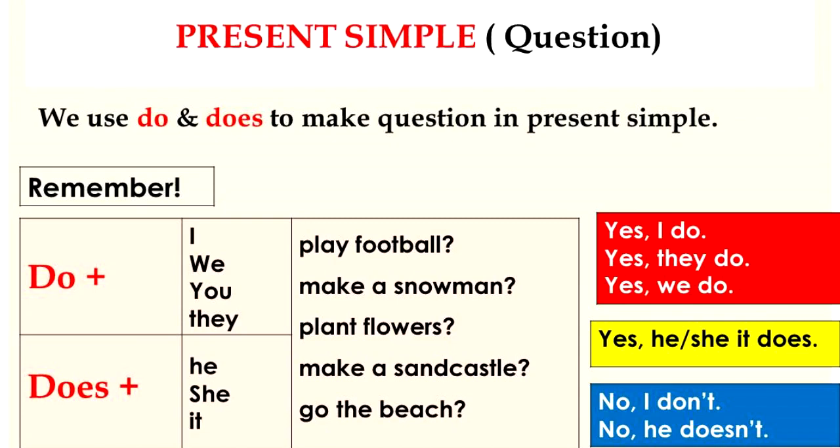So how can you answer, everyone? If yes, you just answer: yes I do, yes they do, or yes we do. If yes with he, she, it, you say does: yes he does, yes she does, and yes it does. But if you want to respond with no: no I don't, no they don't, or no we don't. No, he doesn't. No, she doesn't. No, it doesn't. Okay. So this is the way you ask a question and answer with yes and no.